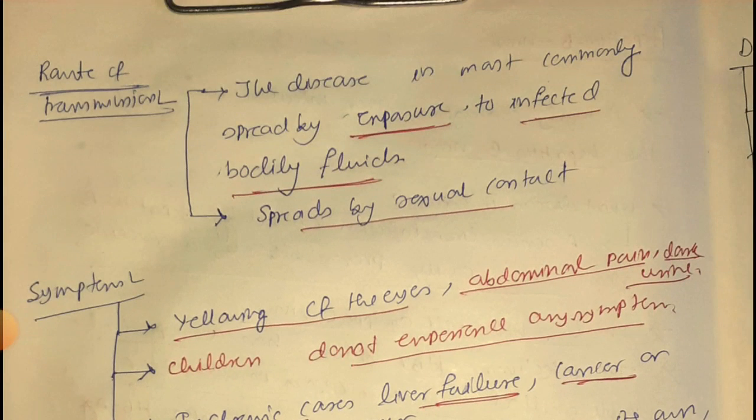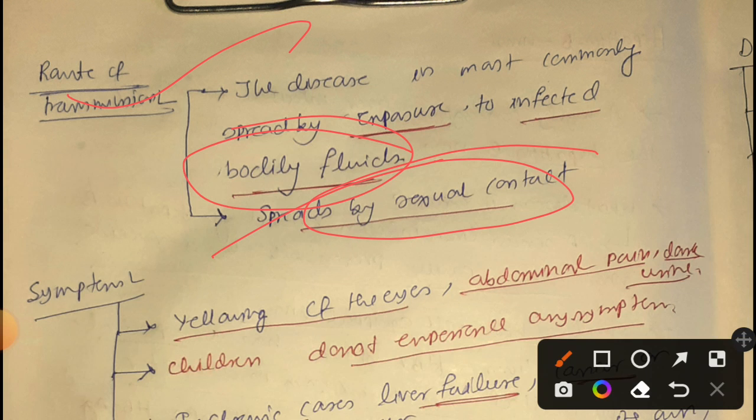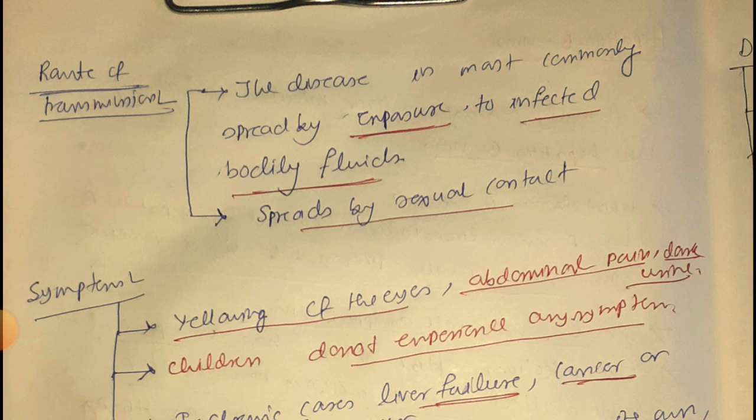So what is the route of transmission? Hepatitis B virus can be spread by exposure to infected bodily fluid. Okay, that can be anything, that can be blood, that can be serum, that can be semen, that can be saliva, everything, and it also can be spread by sexual contact.